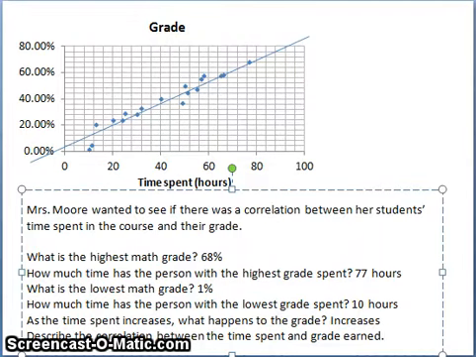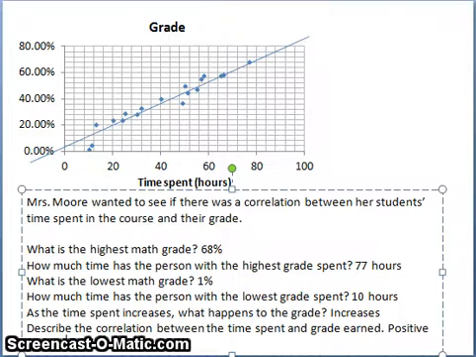So to describe the correlation between the time spent and the grade earned, we would say that there is a positive correlation. We can also say here that there is a strong positive correlation, which means that the correlation is strong in that the data does actually follow the line pretty well. But definitely a positive correlation, because as the time goes up, the grade goes up as well.